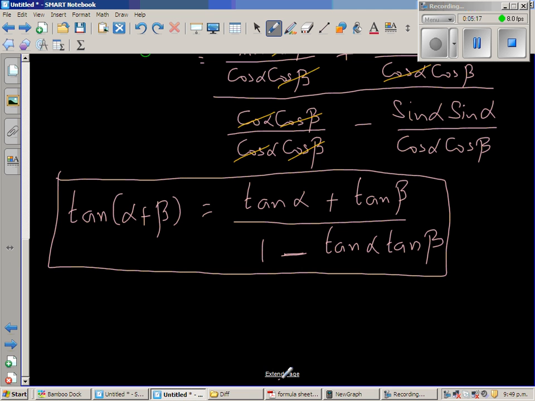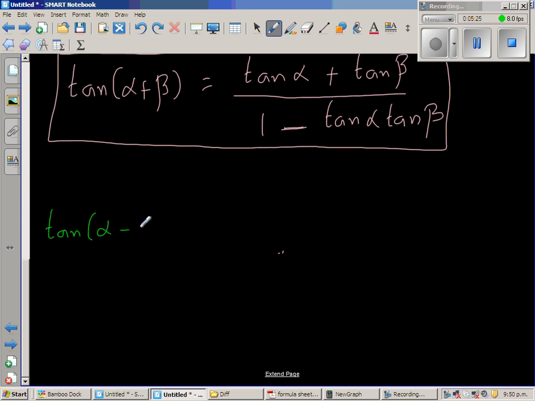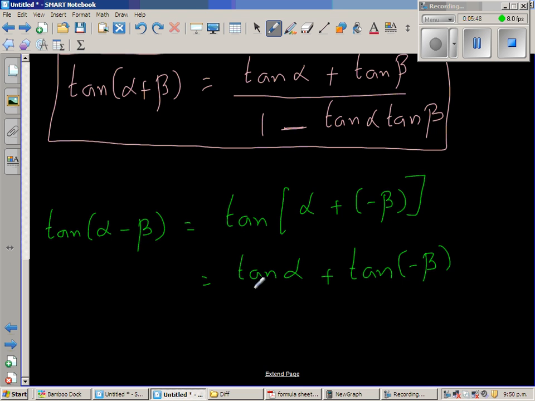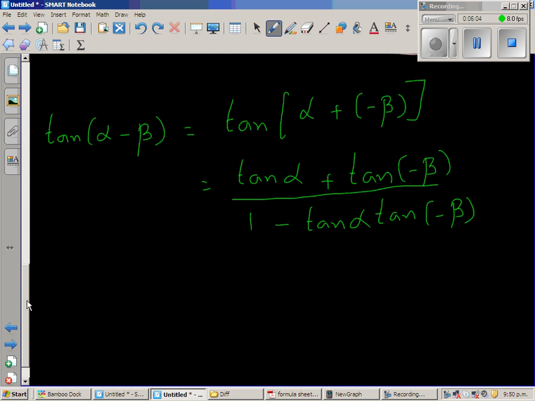Now let us look at tan alpha minus beta. Tan alpha minus beta can be written as tan alpha plus negative beta. So we can use this formula for this. This will become tan alpha plus tan negative beta over 1 minus tan alpha tan negative beta. Now I'll explain graphically and analytically that tan negative beta is negative tan beta.